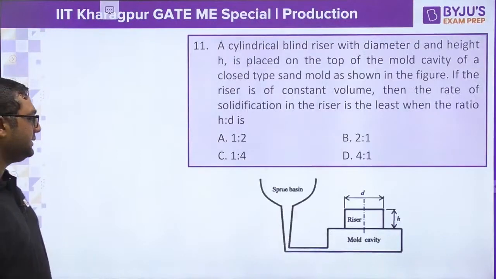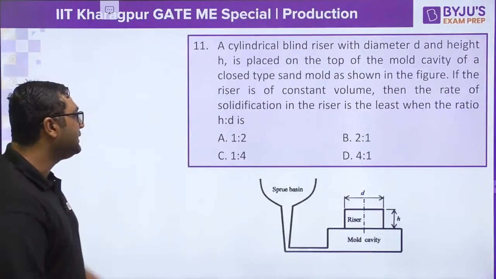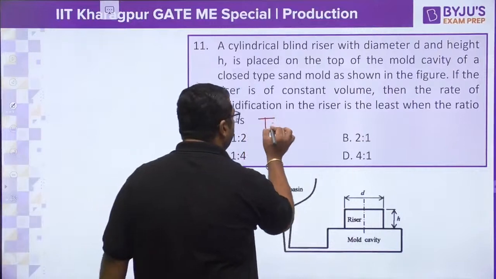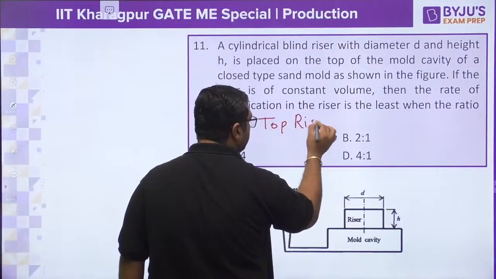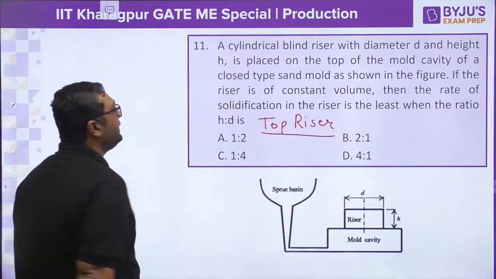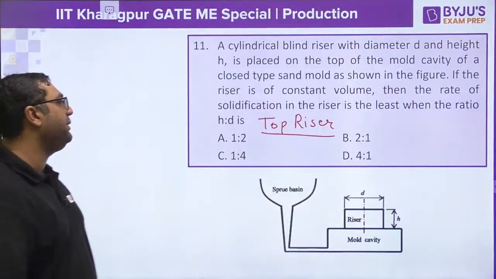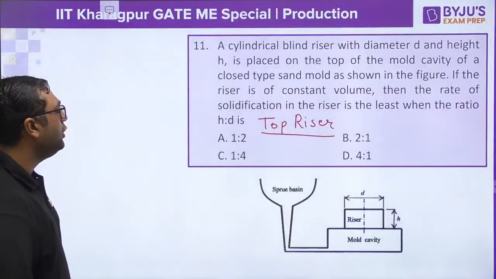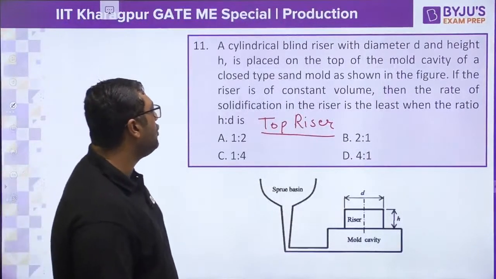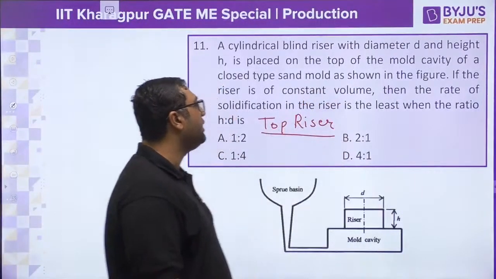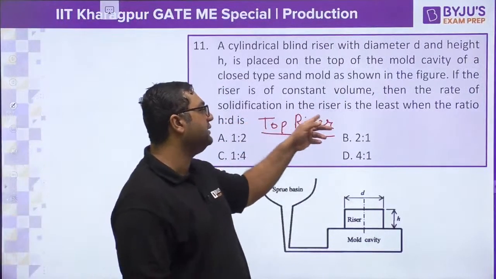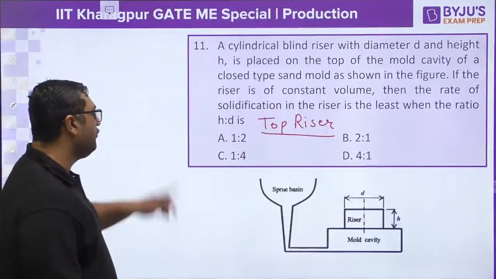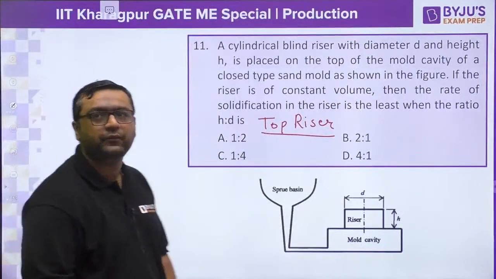Question number 10, guys. This is a numerical. This is a kind of top riser. First of all, you can see the riser is a top riser. A cylindrical blind riser with diameter D and height H is placed on the top of the mould cavity of the closed type sand mould as shown in the figure. If the riser is of constant volume, then the rate of solidification in the riser is the least when the ratio of height to the diameter is.